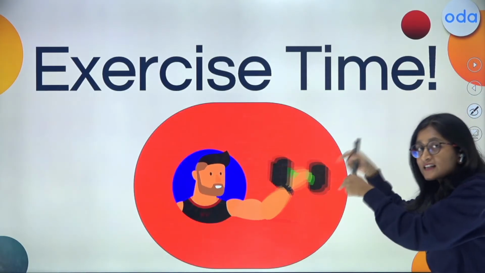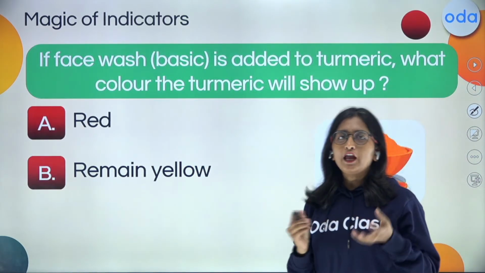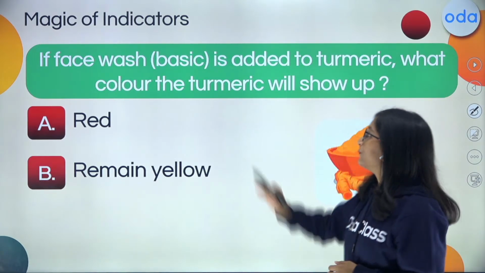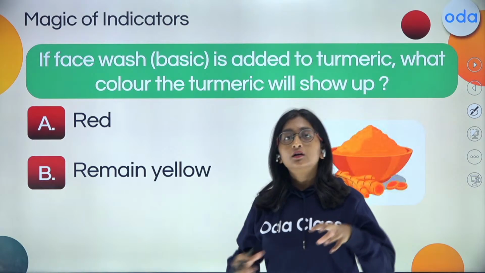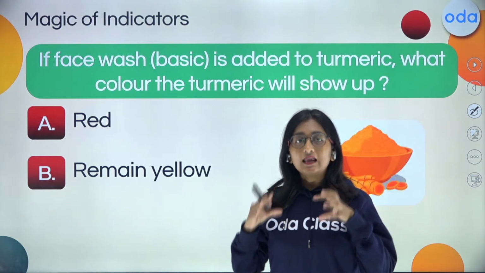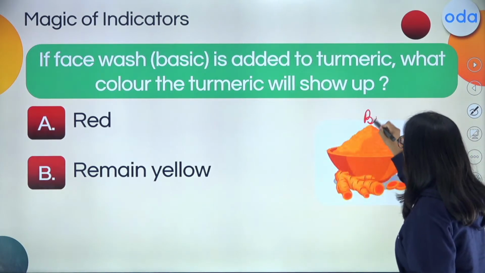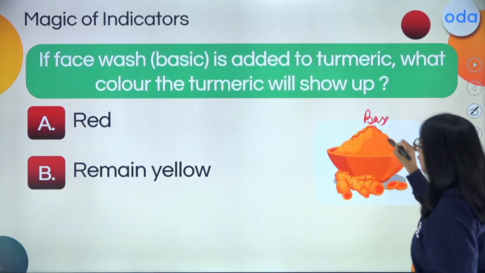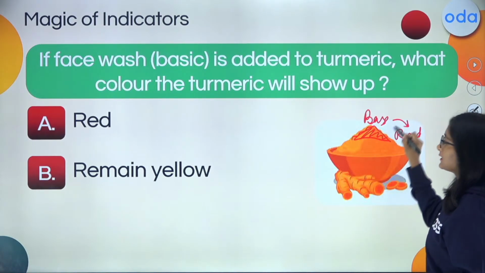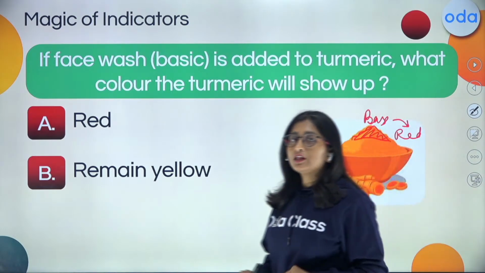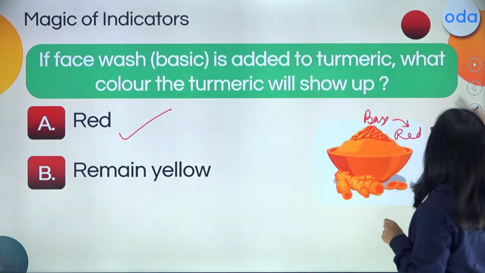Now going into the exercise time. Here we have the face wash, which is basic in nature, added to the turmeric. What is going to be the turmeric color change? Is there any change in the turmeric? We can say that when the base is added to it, this yellow color is going to change into red color. And here, what is going to be the answer? Yes, the answer is going to be red in color.